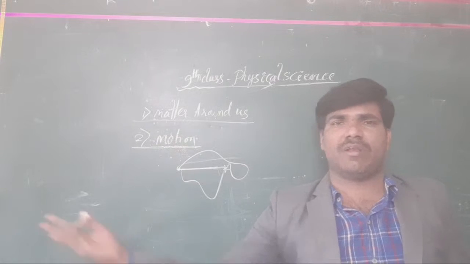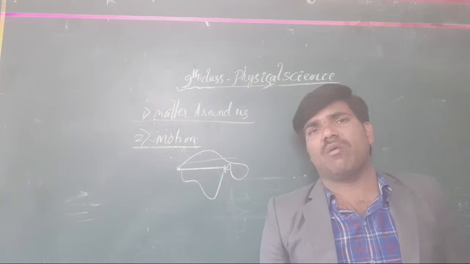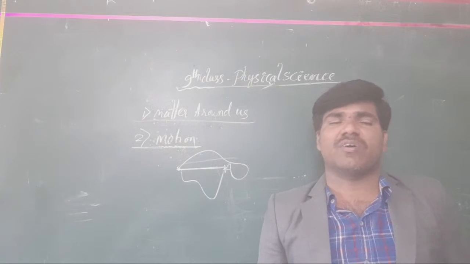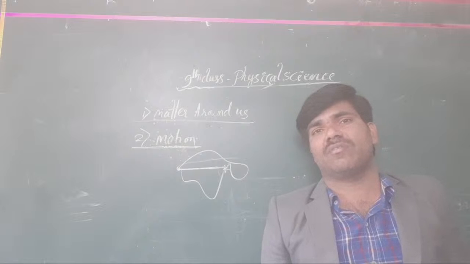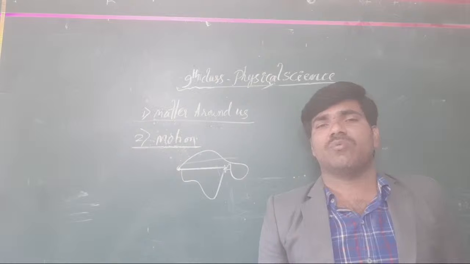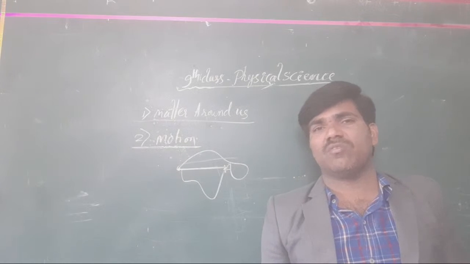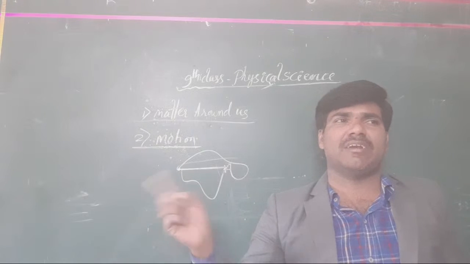Based on that, we have taken speed and velocity. Rate of change of displacement is called velocity. Rate of change of distance is called speed. Clear or not, all of you? That is displacement, speed and velocity.